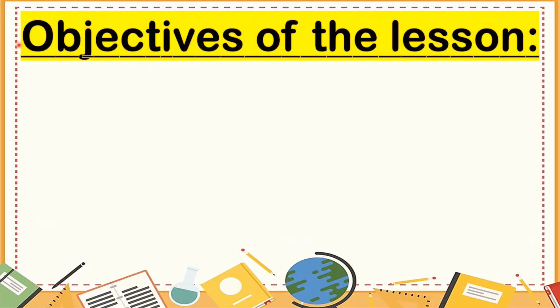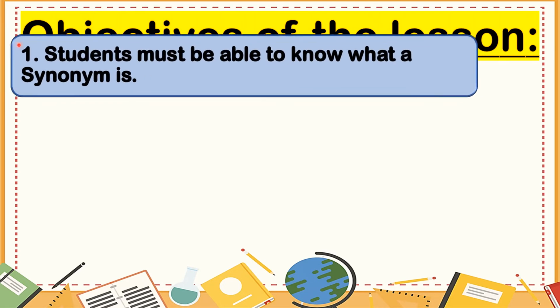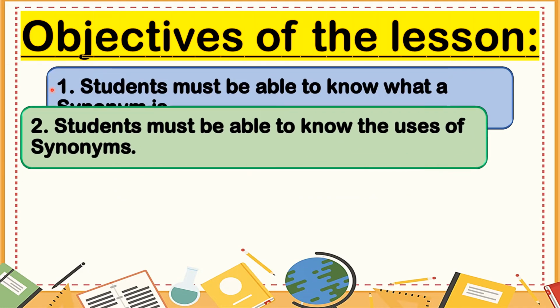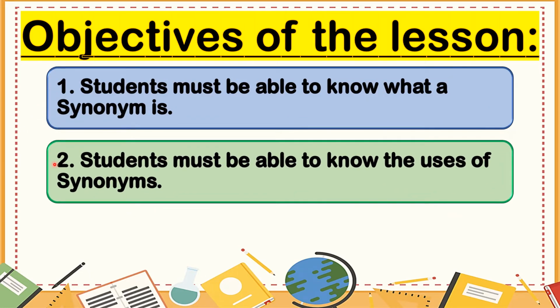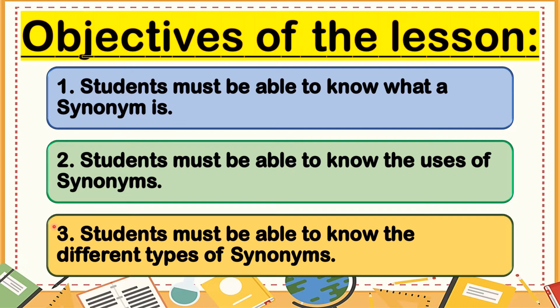So class, before we go with our discussion, let us read first the objectives of our lesson for today. So the first one is, students must be able to know what a synonym is. For number 2, students must be able to know the uses of synonyms. And for the third one, students must be able to know the different types of synonyms. So class, for you to be able to understand and know about these lessons, you have to watch from the start until the end of this video.